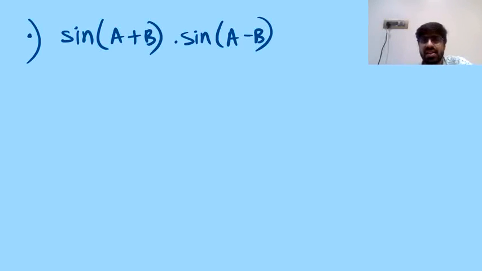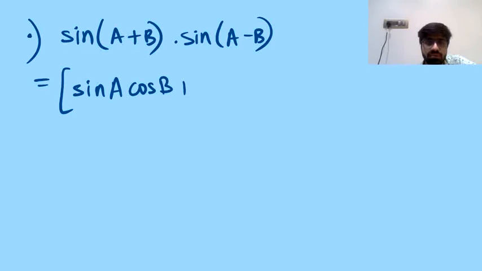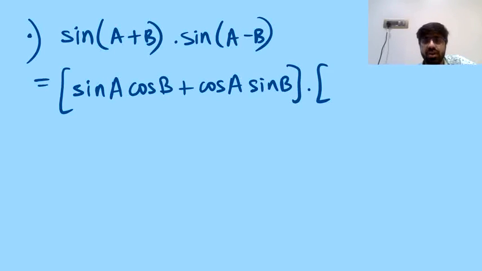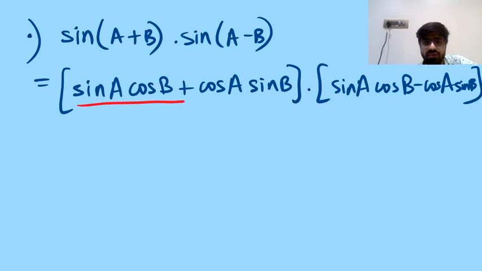You might be wondering that this is like a plus b into a minus b, so the expansion should be of the type a square minus b square. It is almost identical, but it's not exactly that. So to simplify this, we will use the expansion for sine a plus b. We just saw it is sine a cos b plus cos a sine b. In a similar way, sine of a minus b will be sine a cos b minus cos a sine b. Now if you think over it, this expression is of the type a plus b into a minus b, the expansion for which is a square minus b square.